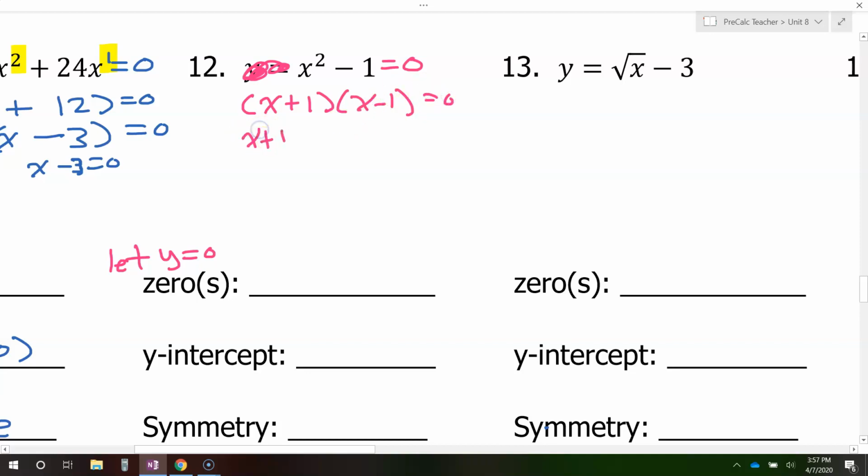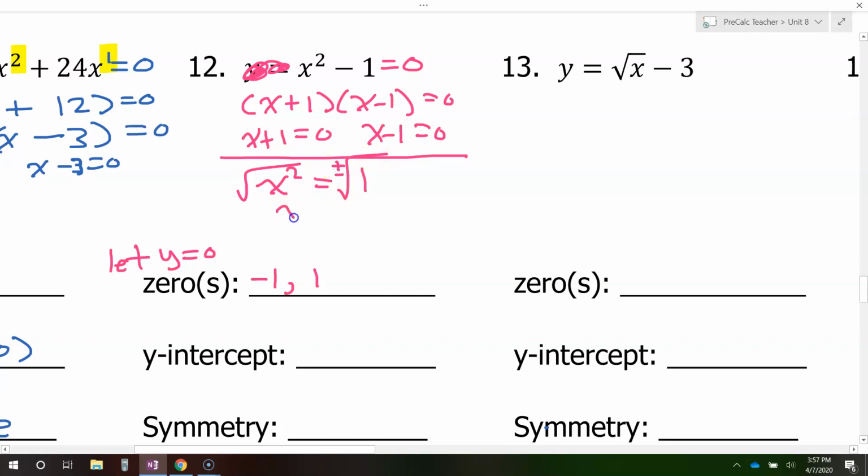So using the zero product property, I'm going to get -1 and +1. Another way you could have done this: if I add 1 to both sides, that gives me x squared equals 1. Then I could take the square root of both sides, but I have to remember to do plus or minus, so x is equal to plus or minus 1. That's the same thing as we got, so that's two different ways.